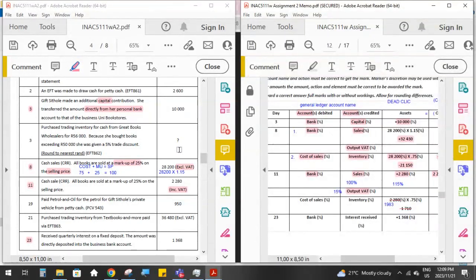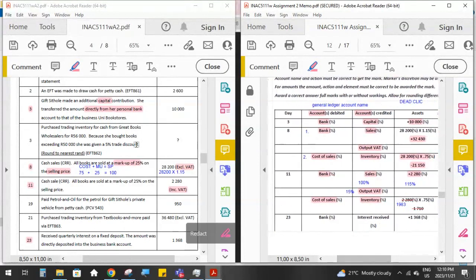And we use the excluding VAT amount to work out the cost of sale, because the cost of sale is our expense, and our expense will obviously be calculated on the excluding VAT amount. So debit cost of sales to increase expenses and credit inventory to decrease assets by that amount.